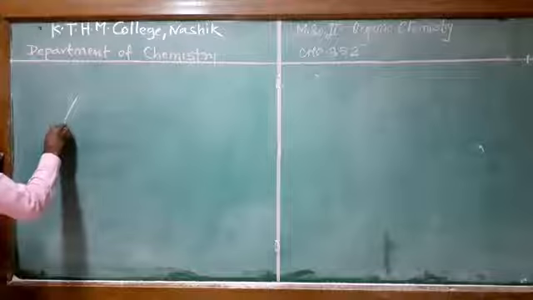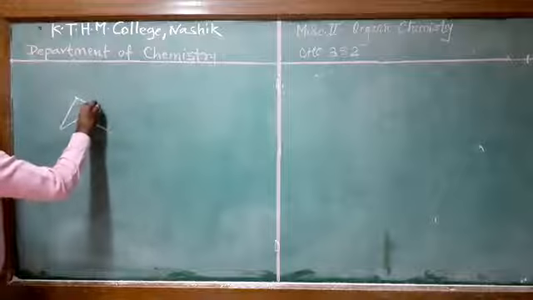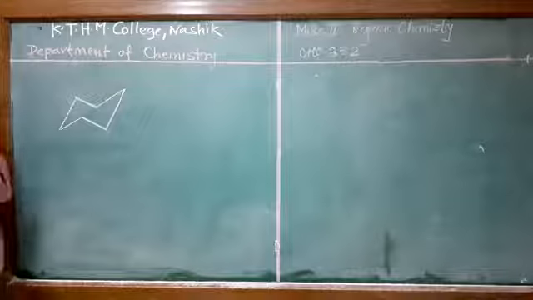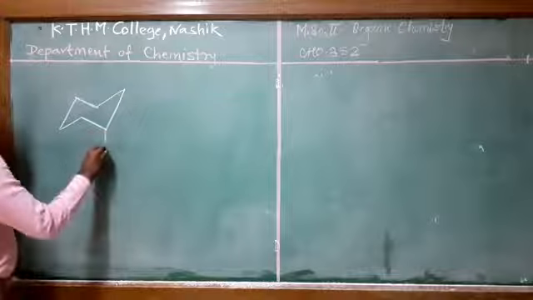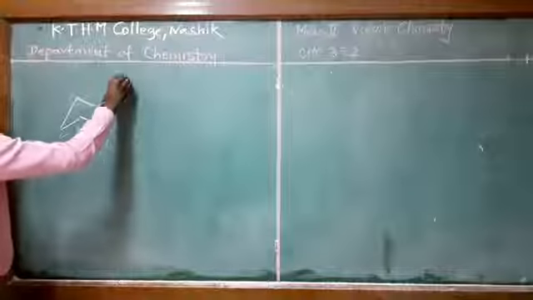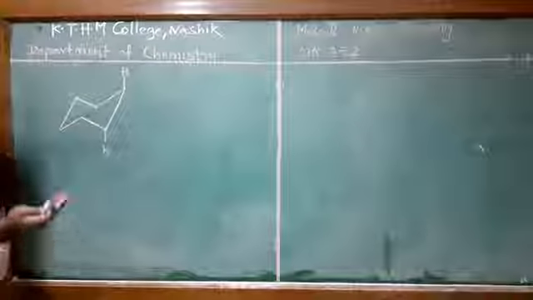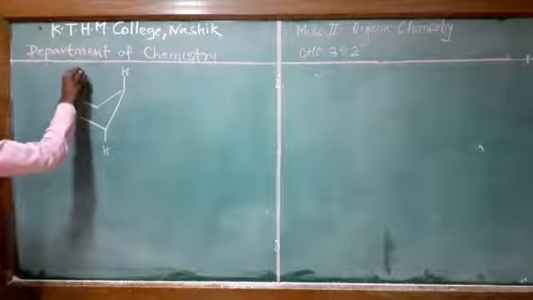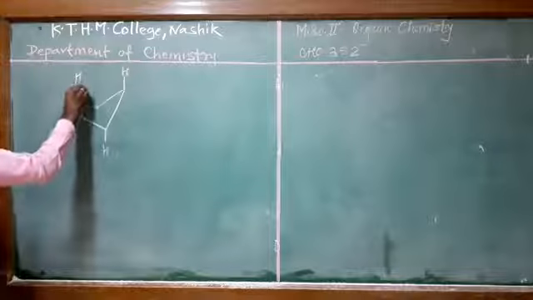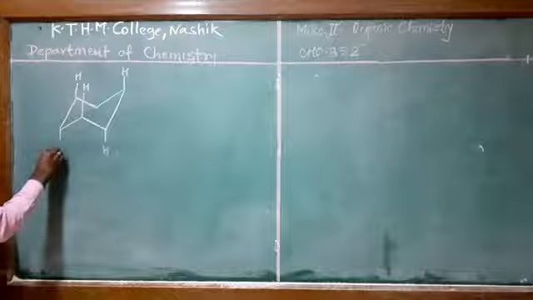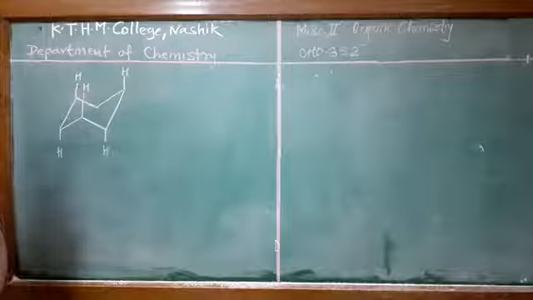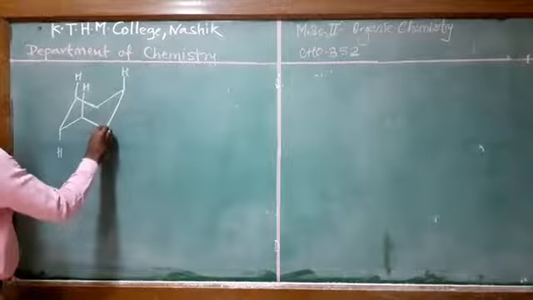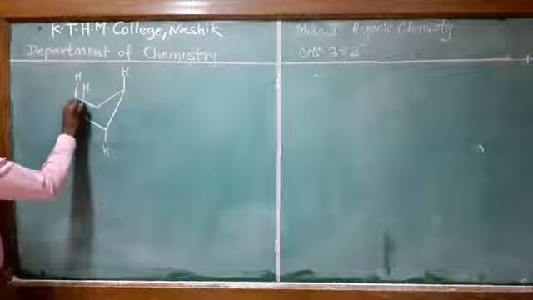Hydrogens in cyclohexane: we know that the chair conformation is more stable, and this chair conformation has different substituents, which can be hydrogens or other types of substituents. But in unsubstituted cyclohexane, no doubt, 6 hydrogens are in axial position and 6 hydrogens are in equatorial position. So suppose this is carbon number 1, 2, 3, 4, 5 and 6.